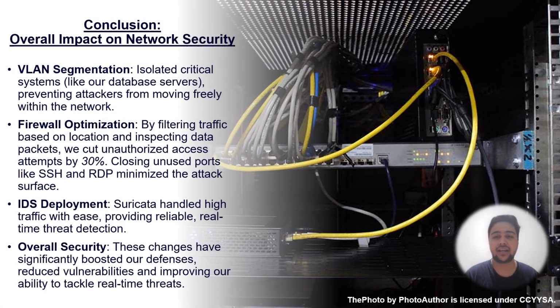In this slide, I will conclude with the overall impact on network security. The first one is VLAN segmentation. It successfully isolated critical systems, keeping attackers from moving freely within the network. Firewall optimizations reduced unauthorized access attempts by 30% thanks to traffic filtering based on geographic locations and packet inspection. And closing unused ports like SSH and RDP was crucial for minimizing vulnerabilities.